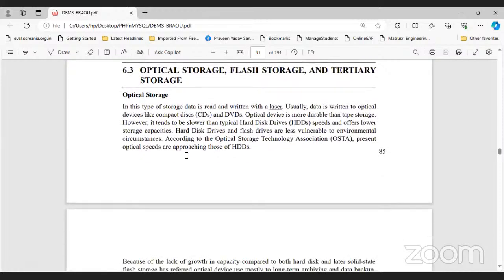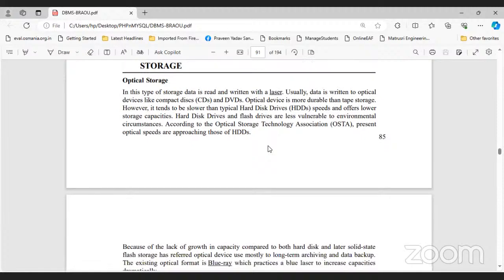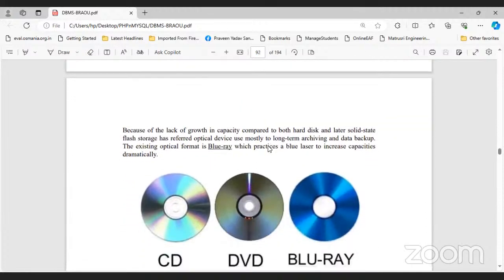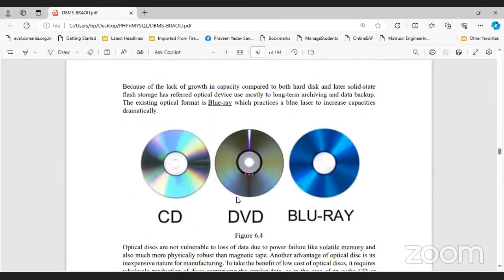Optical storage devices, as I said, CDs, DVDs all come under the optical storage. In this type of storage, data is read and written with a laser. Usually, data is written to optical devices like compact disc and DVD. These are some sample pictures of CD, DVD, and Blu-ray.